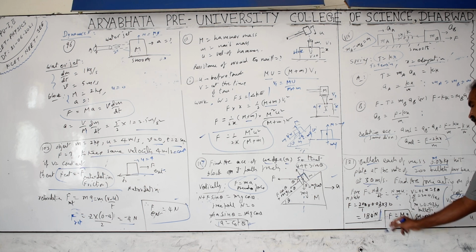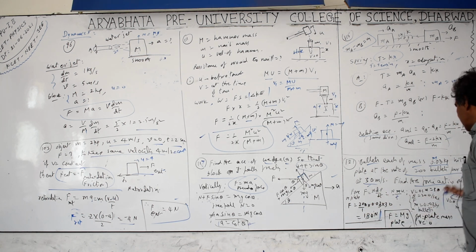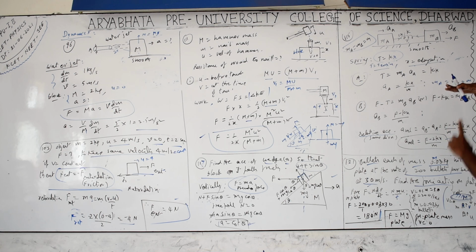The result is 180 newtons. In the same question, sometimes they will ask in other different ways. They may ask what is the weight of the plate, or what is the mass of the plate. If it is at rest by striking this bullet, the force applied by the bullets is supposed to be balancing the plate, continuously striking the plate with the bullets one after the other.